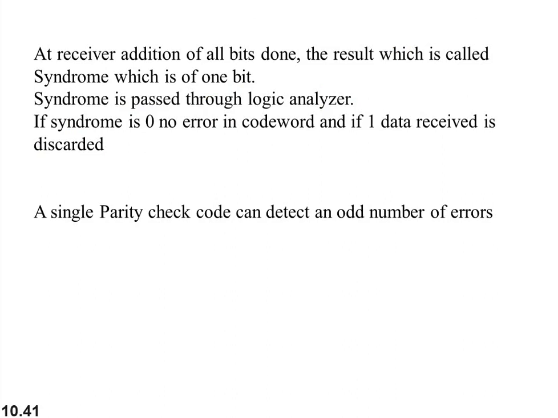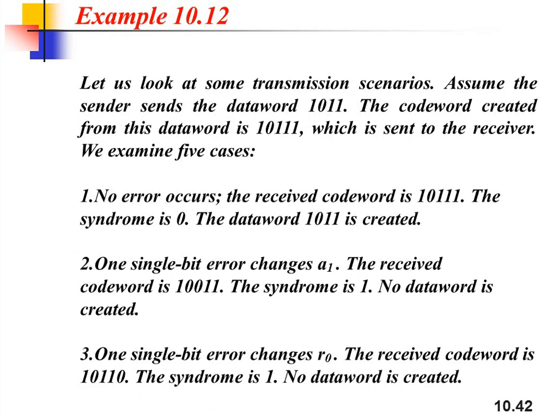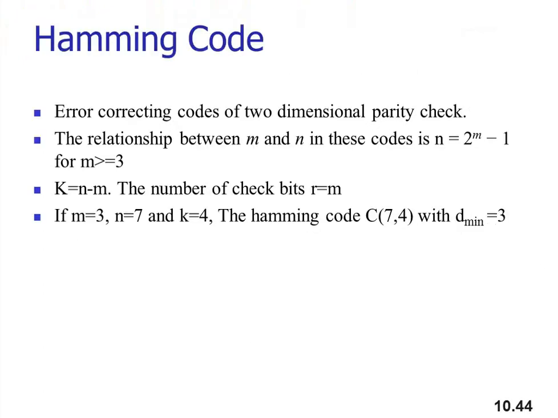At the receiver, when the syndrome generated is 0, it is a valid code. If the syndrome generated is 1, it is not a valid code. So a single parity check can easily detect an odd number of errors. We have already seen this example. Now the Hamming code is an error correcting code, an extension of the parity check.